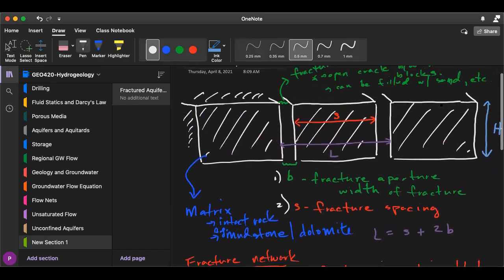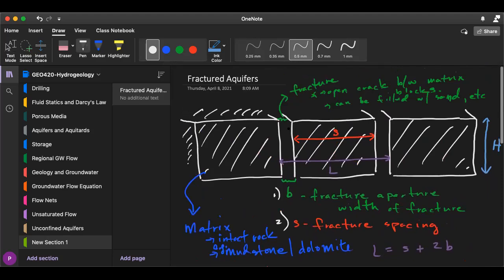All right, so basic terminology: matrix blocks, fractures. The width of the fracture is the aperture. The distance between the fractures is the spacing. And fracture density is just the number of fractures over some length. And fracture frequency is the aperture divided by the spacing. Those are the basic characteristics of a fracture network.